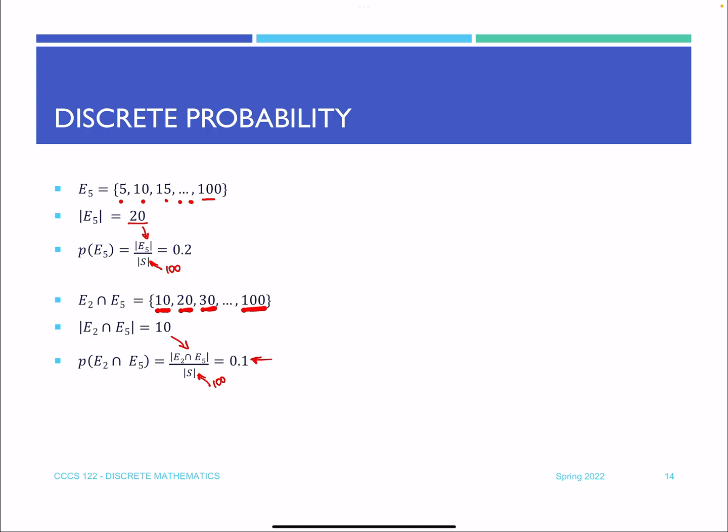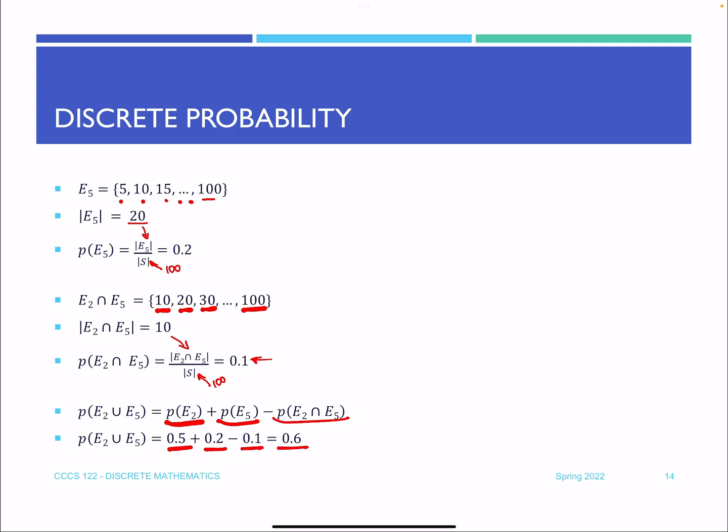Now that we have the probabilities of the individual events and of the intersection event, we can find the probability of the union of these two events using the inclusion-exclusion principle. Probability of E2 plus probability of E5 minus the probability of the outcomes in the intersection of the two events. That comes out to 0.5 plus 0.2 minus 0.1, equal to 0.6.